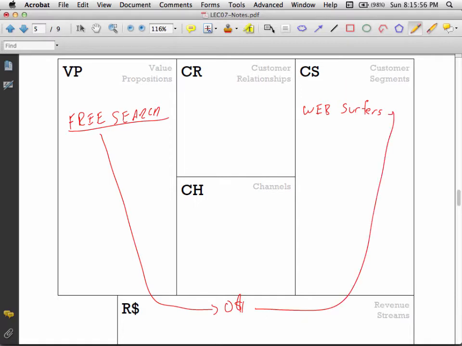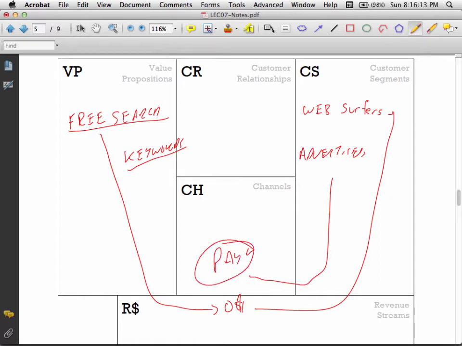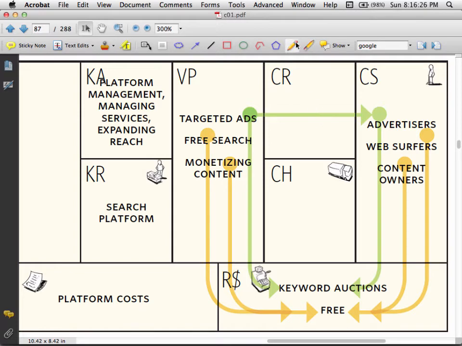But what is happening is they offer up keywords and other information to advertisers. And advertisers will pay to have their ad float to the top of a particular search. So that's how that business model works. And this is what it looks like.